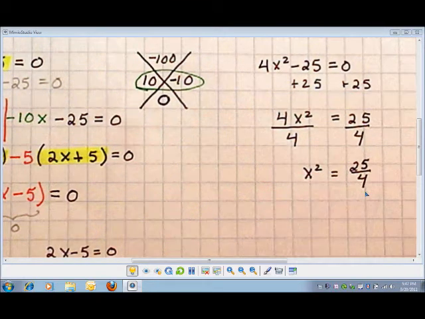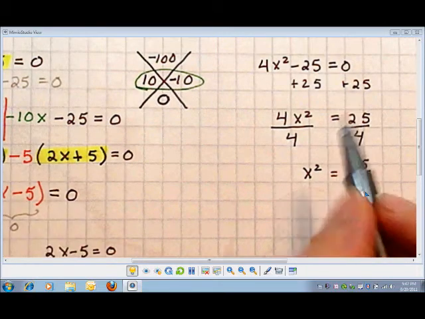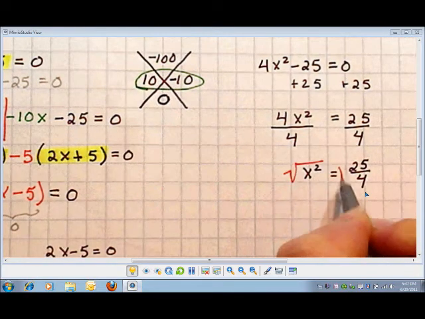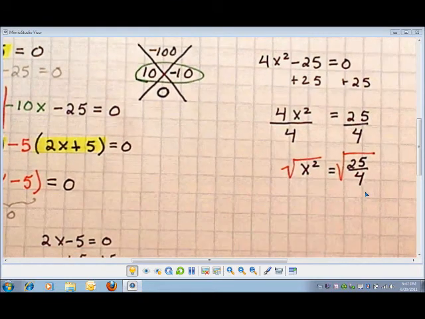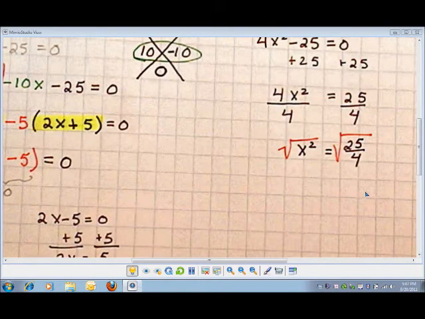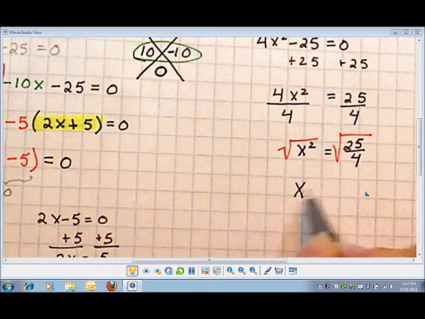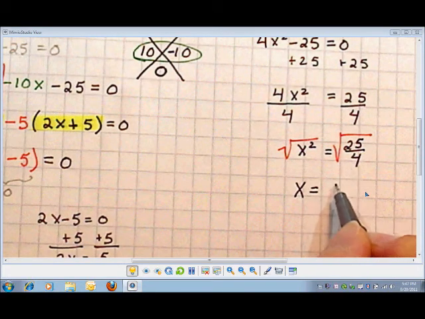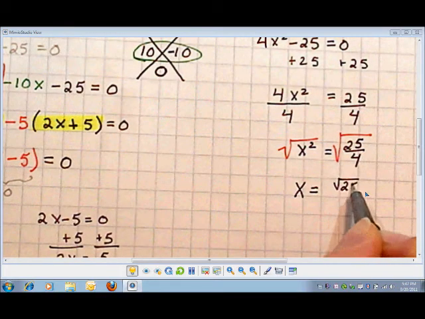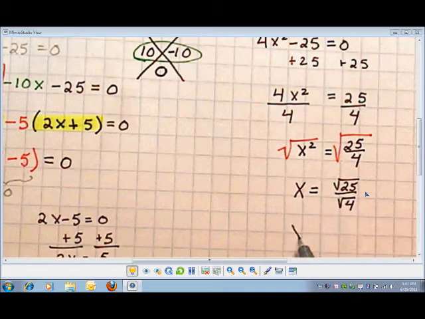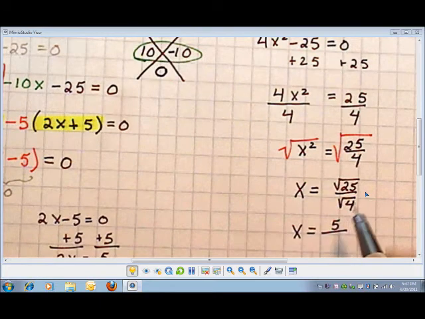So how do I undo an x squared? I take the square root of both sides. So the square root of x squared is x, and that's the same as the square root of 25 divided by the square root of 4. So x is the square root of 25, which is 5, divided by the square root of 4, which is 2. So notice I got the same answer.